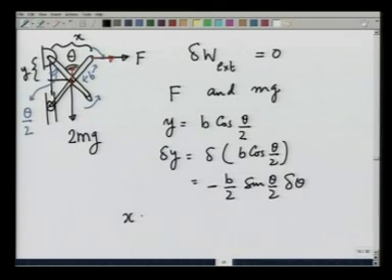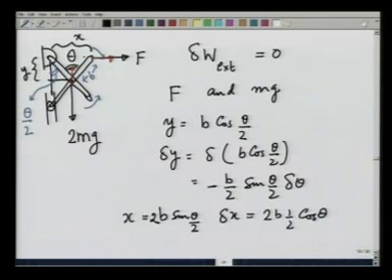Similarly, x is equal to b sine theta by 2 times 2, this entire distance, and therefore, delta x is going to be, this is 2b sine theta by 2, 2b times 1 by 2 cosine of theta by 2 delta theta, which comes out to be b cosine of theta by 2 delta theta.